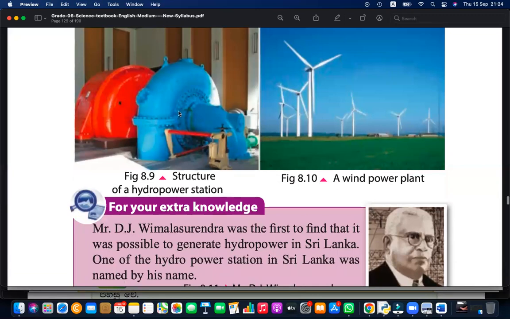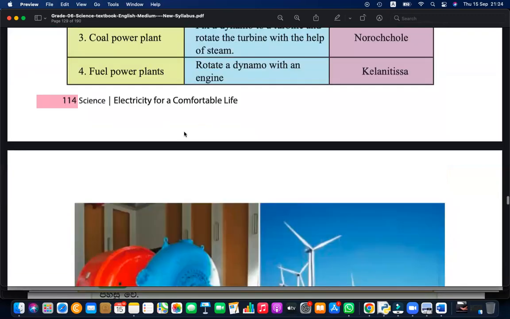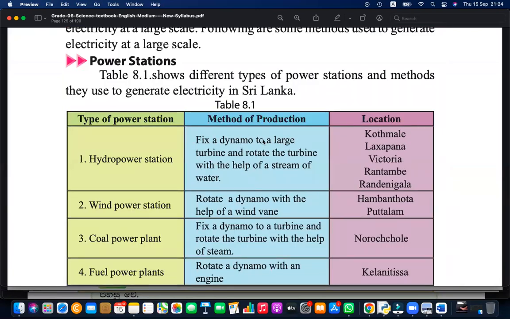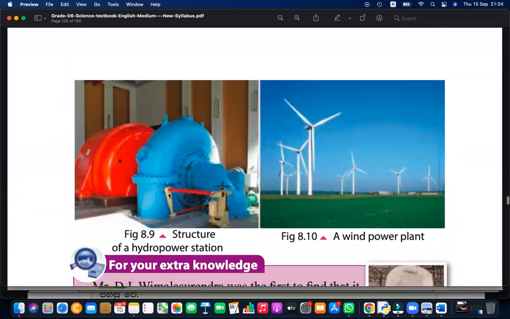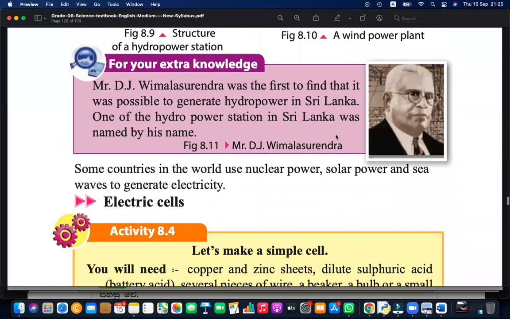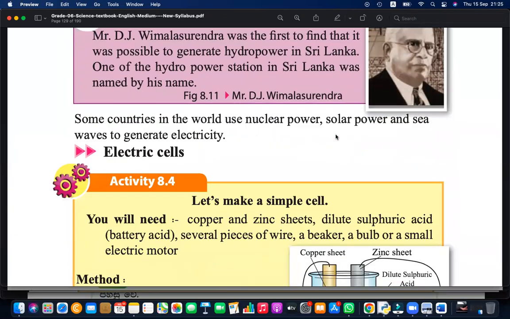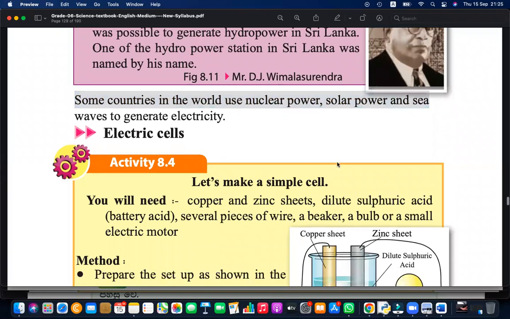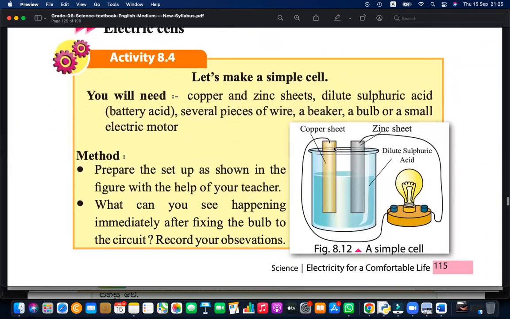So you can see hydropower, these are the turbines and the dynamo inside the turbines. So you can see how it works. Wind power station. Some countries use nuclear power to rotate these turbines. They are using nuclear reactions, right? Okay, so after this, I think I just demonstrated the lemon battery to you.